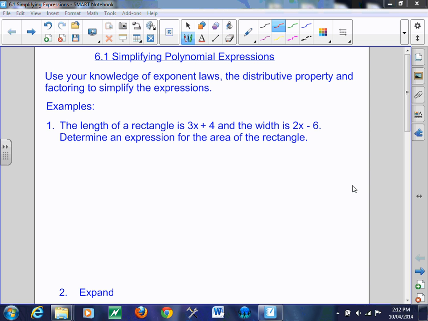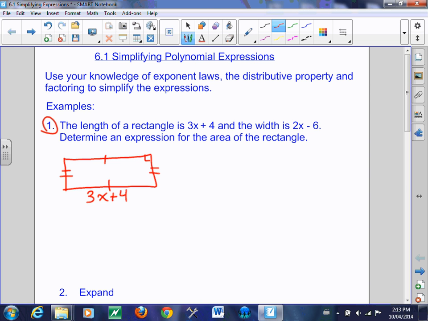So for question 1, it says the length of a rectangle is 3x plus 4, and the width is 2x minus 6. Determine an expression for the area of the rectangle. Well, first of all, I'm just going to quickly draw a rectangle because visualizing it helps me. So I'm going to go 3x plus 4 to make sure I show it as a rectangle. There we go. And the width is 2x minus 6.